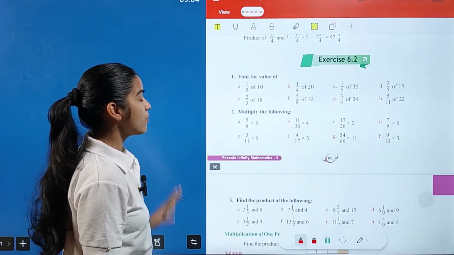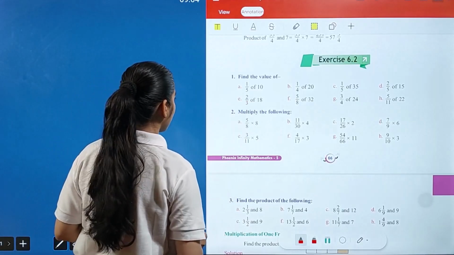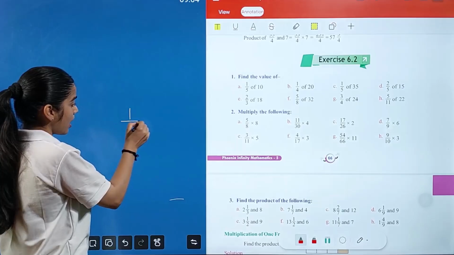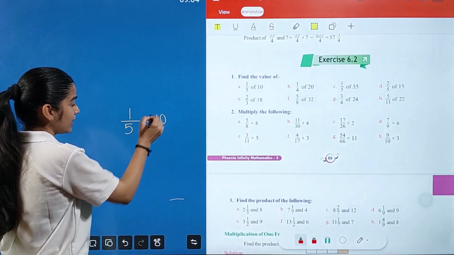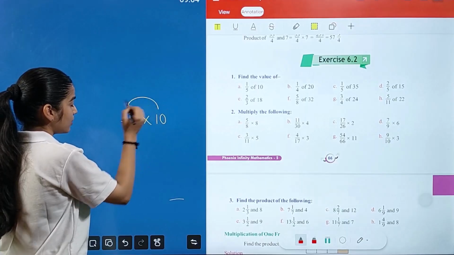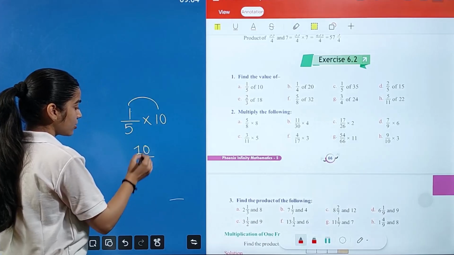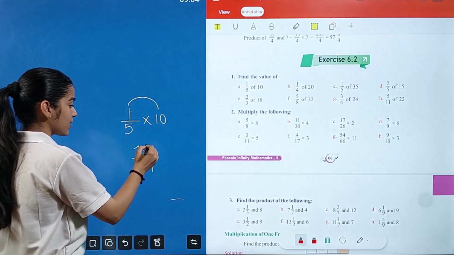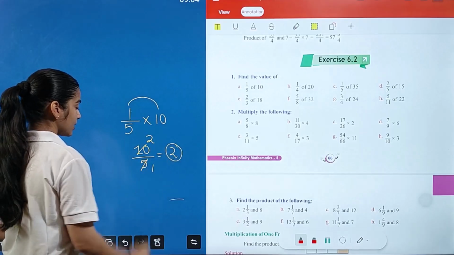Now, we move forward to our exercise 6.2, 1 by 5 of 10. So, 1 by 5 of 10 means 1 upon 5, of means the multiply sign, and 10. So, in this case, we just have to multiply it with 10. So, we write here 10 upon 5. Now you get the simplest form, 5 ones are 5, 5 twos are 10. So your answer will be 2.